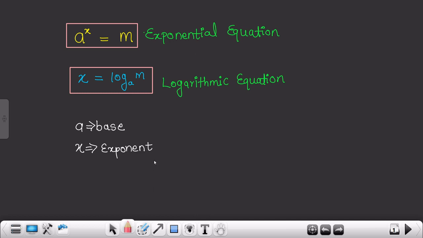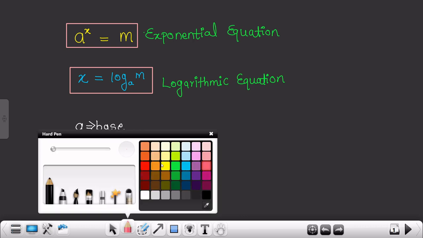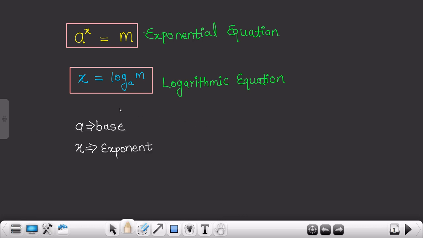In this lecture we are going to see another format. In the previous video, we had an exponential equation and were converting it into a logarithmic equation. Now in this video we are going to convert the logarithmic equation into an exponential equation. I know the idea is the same, but I am doing this so that your concept would be crystal clear.